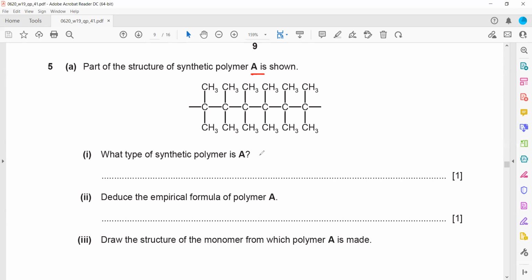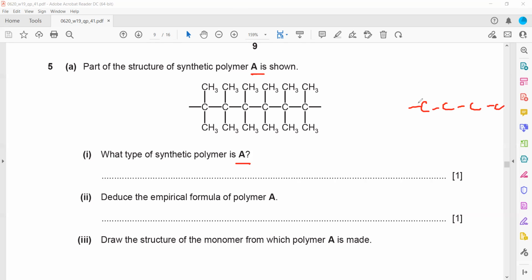So, what type of synthetic polymer is A? How to identify that? Because there are two types of polymers: one is addition polymer, another one is condensation. How to identify whether it is an addition polymer or a condensation polymer? If it is an addition polymer, then the molecules are linked by a carbon chain, like carbon atoms linked with each other.